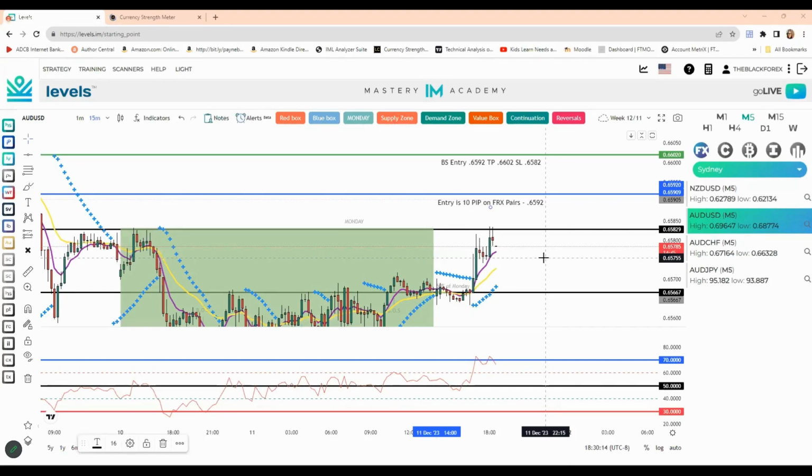All right. So AUD USD, let's check. Always check where the market is in your broker because it could be in a different place. So this broker is at 0.6578 and mine is at 0.6579. Okay. So I'm okay with that. I'm looking to enter this trade on the buy stop at 0.6592. My stop loss is 0.6582.